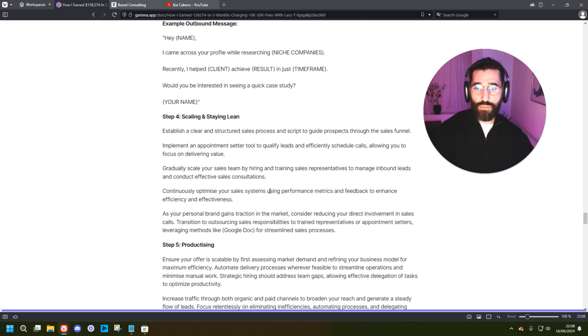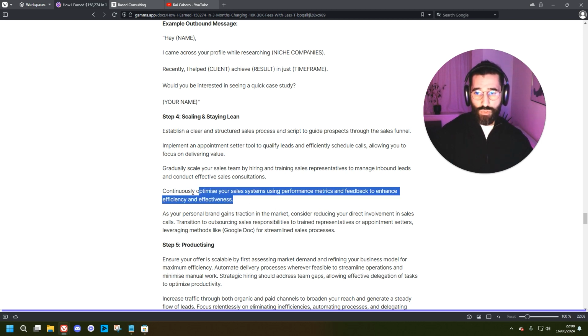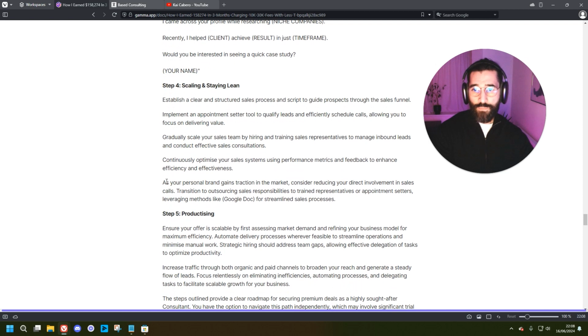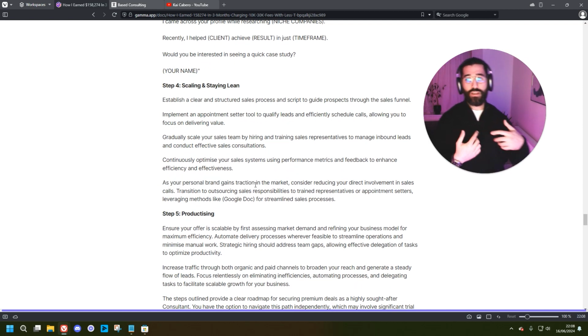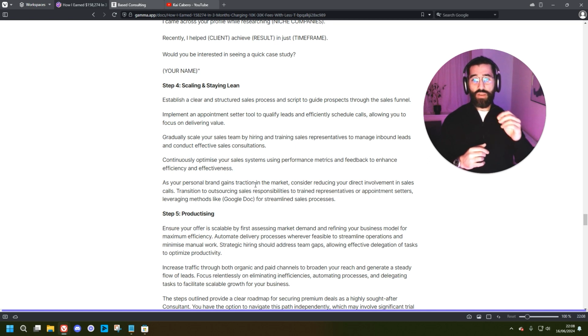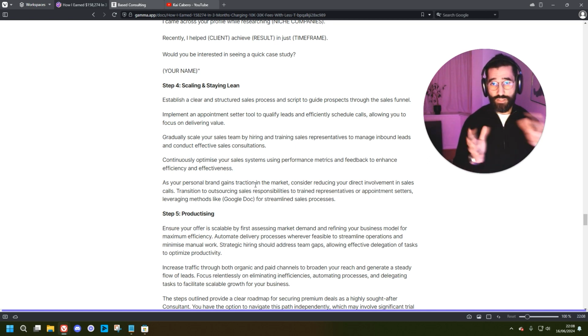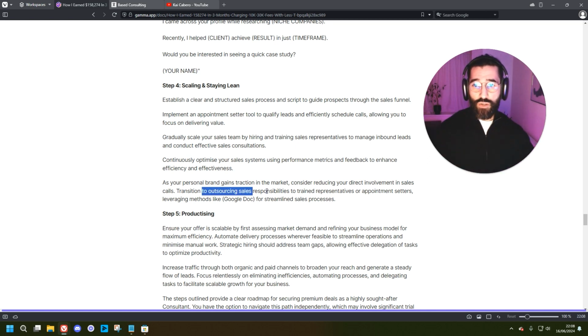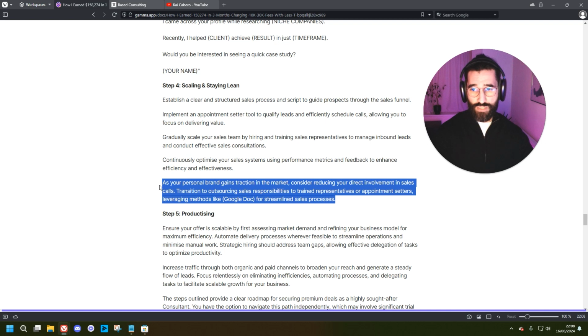Continuously optimize your sales systems using performance metrics and feedback to enhance efficiency and effectiveness. And as your personal brand starts to gain traction, like the snowball effect happens, right? So consider reducing your direct involvement in sales, the sales call specifically, and transition to outsourcing sales responsibilities to trained reps or appointment setters, leveraging methods like the Google Doc for streamlined sales processes.